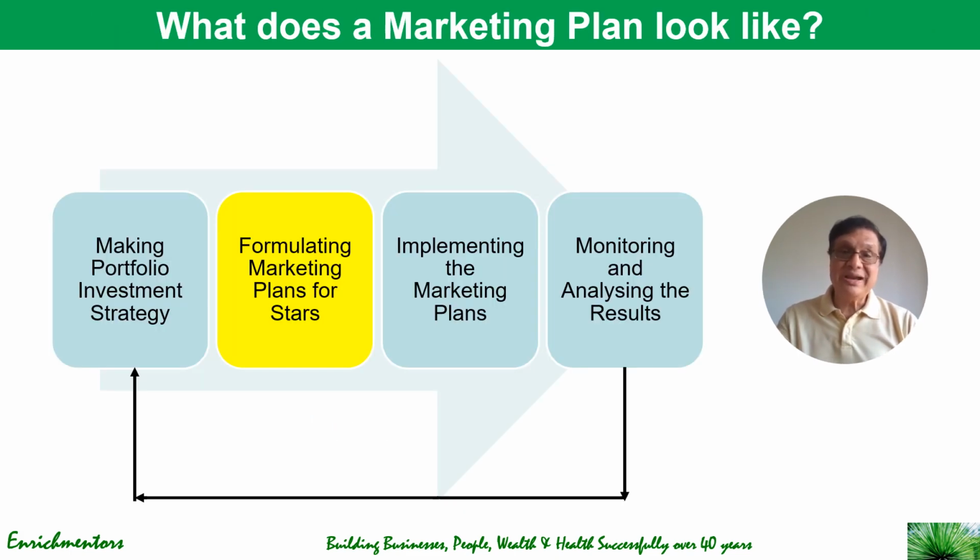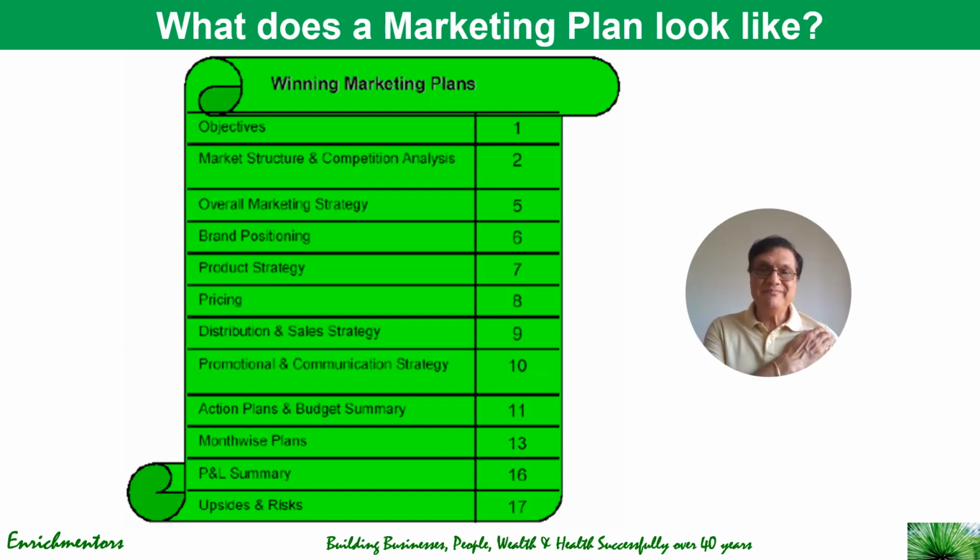Let's also look simultaneously at what a marketing plan looks like, because we're going to look at how to formulate that in one of the subsequent modules. So what does a marketing plan look like? Any thoughts? A marketing plan is a many-page document. And here you see a 17-page document, and this is an actual document that we did for BIC. It would start with objectives. What is it that you want to achieve?